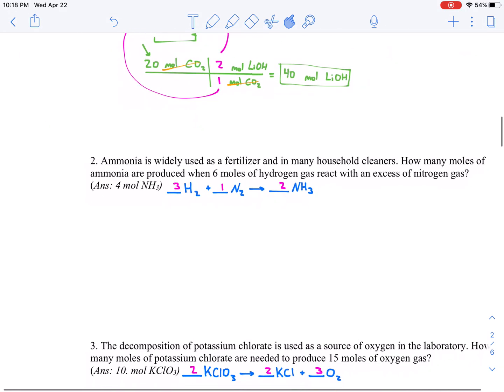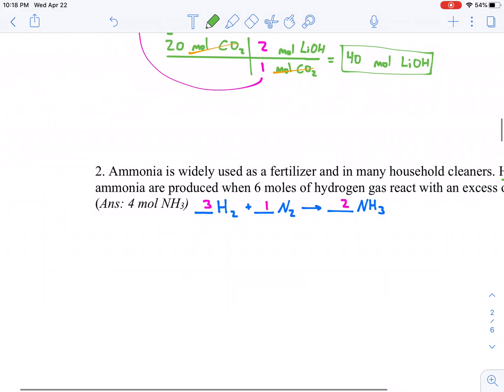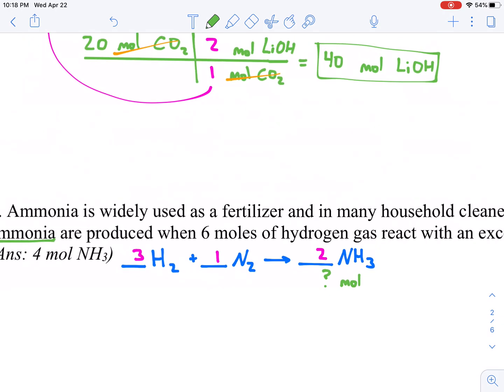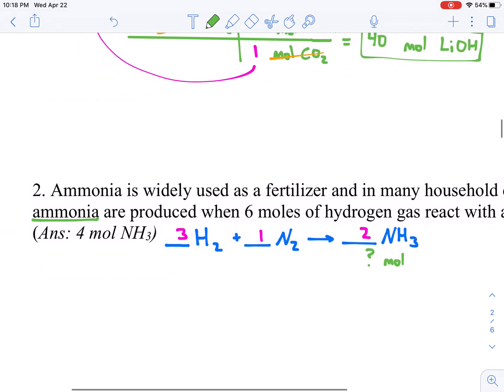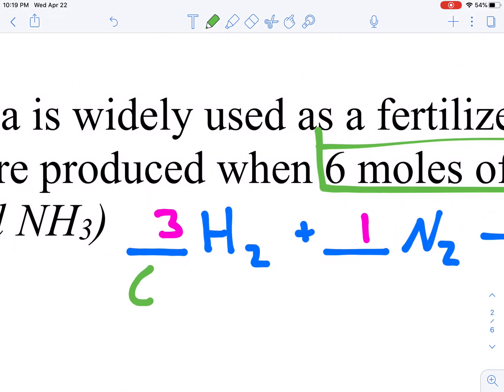Again, hopefully you wrote out this equation, but probably what you did not do and what we should do is write out what we are given and what we're trying to find. So it says how many, that's a good indication of what we're looking for, how many moles of ammonia. So we are after how many moles of this. I'm writing down what I'm trying to find and the unit. When we have 6 moles of hydrogen gas reacting, so 6 moles of hydrogen gas, number and unit, are what we are given.